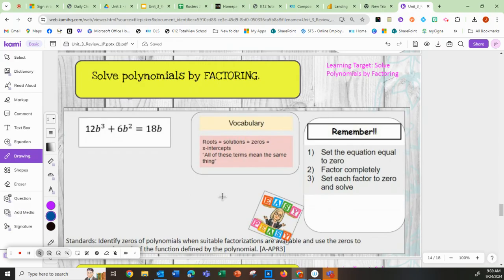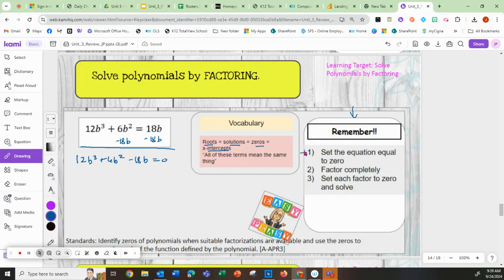We use factoring to solve, and so a quick reminder about some vocab. Roots, solutions, zeros, and x-intercepts all mean the same. So if they're asking you to solve or find the roots or find the zeros or find the x-intercepts, you follow these steps. You're going to set your equation equal to 0. In this particular example, the equation is equal to 18b instead of 0, so I do need to subtract 18b from both sides. That's going to leave me with this equation going from highest exponent to lowest.